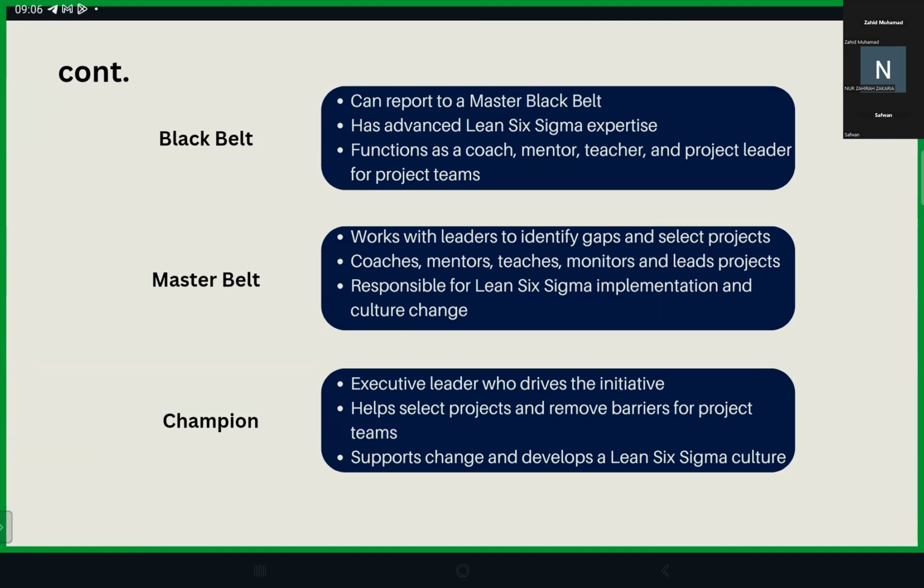For master black belt, works with leaders to identify gaps and select projects, coaches, mentors, teaches, monitors, and leads projects, responsible for Lean Six Sigma implementation and culture change. And the last one is champion, an executive leader who drives the initiative, helps select projects and removes barriers for project teams, supports change, and develops Lean Six Sigma culture.